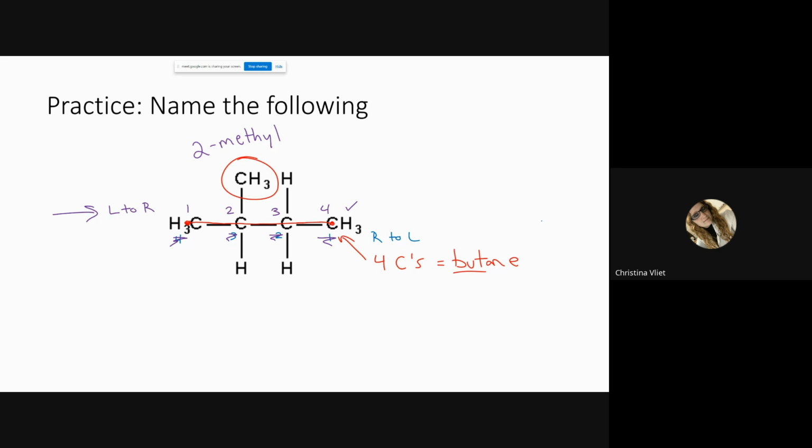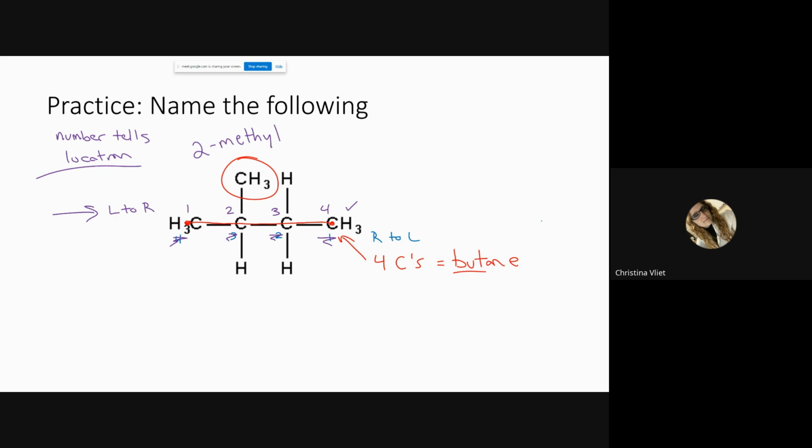2 stands for the carbon on the chain it's on, so location. So the number actually tells you location. If I see a 2, that tells me which carbon on the chain it's on. It tells me the location. And then meth stands for what? 1 carbon. And then yl means off the chain. And so that's the name, 2-methyl.